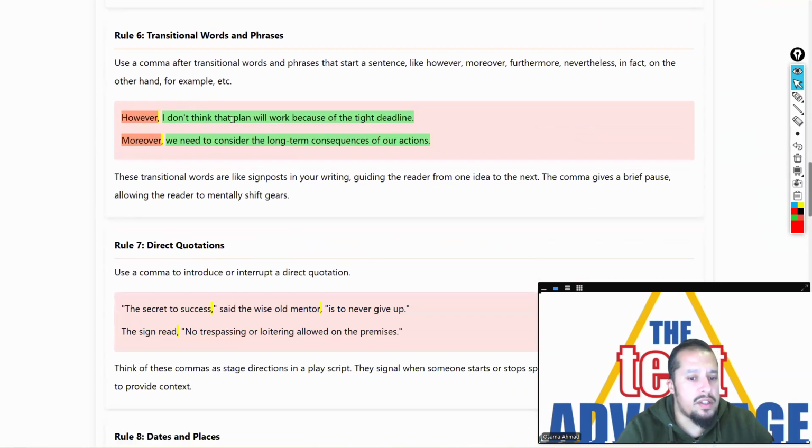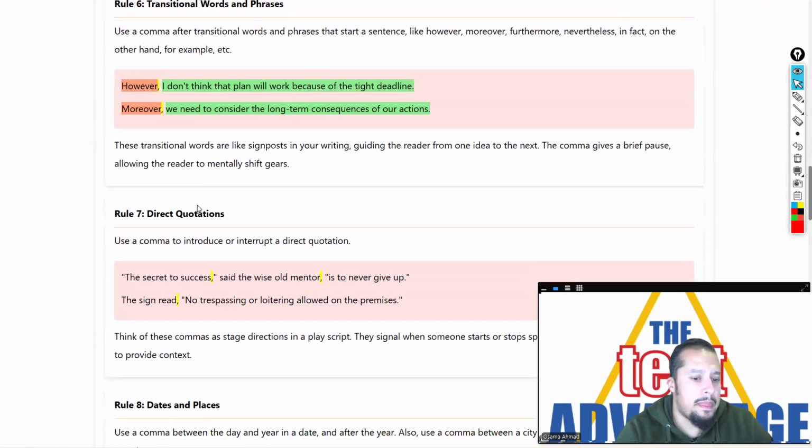Transitional words and phrases. This actually won't come, believe it or not. They won't ask about the comma. They used to ask about the comma, but they stopped asking about the comma in the last 5 years. I don't teach this anymore.